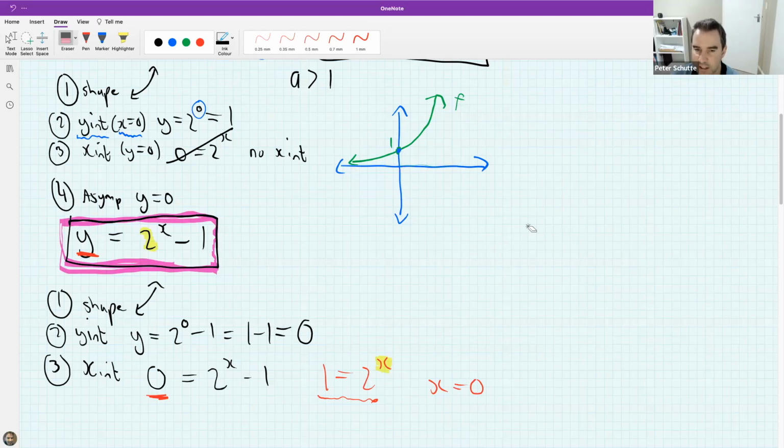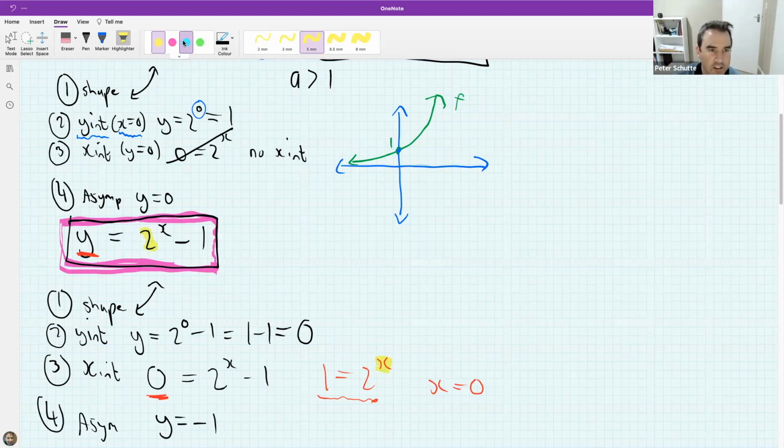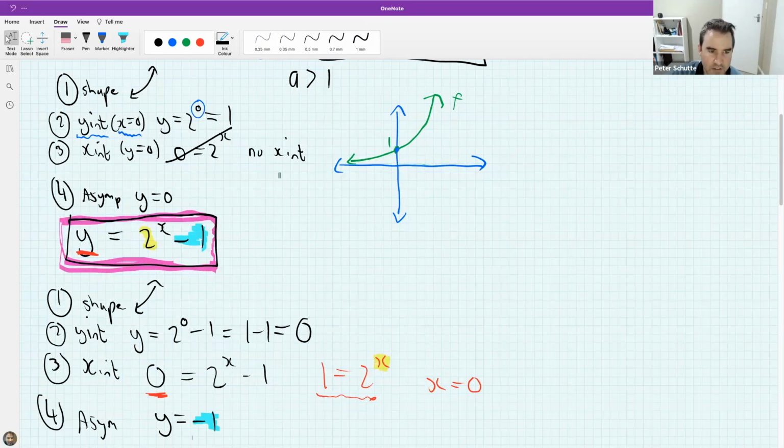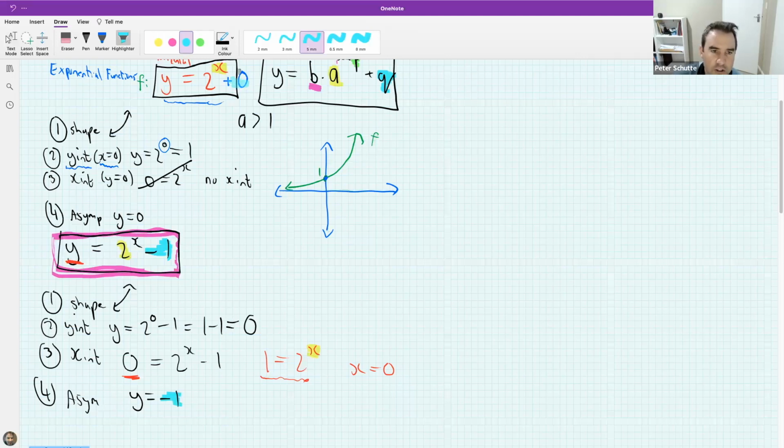It's important because the words sound a bit similar, but they're not the same. The asymptote is the line that you may not cross. In this case, the asymptote, or step 4, is going to be y equals -1. The asymptote for an exponential function will always just be this value at the end. That's why in the earlier one I said to think of it as a +0, so you can think of it as y equals 0 there.